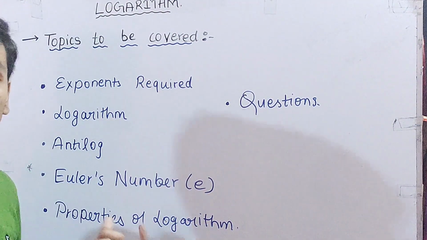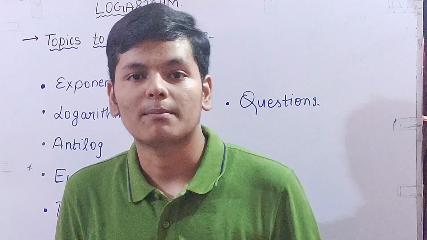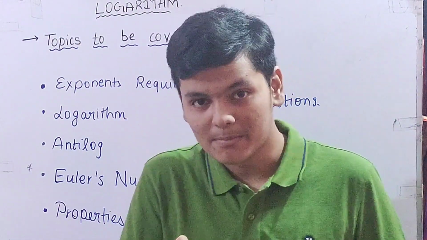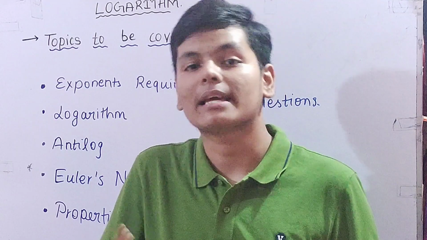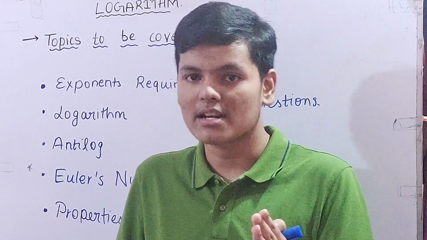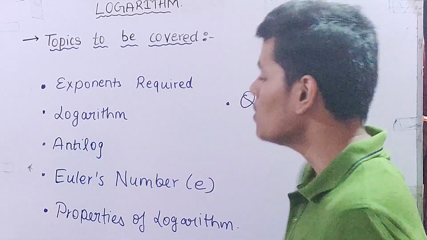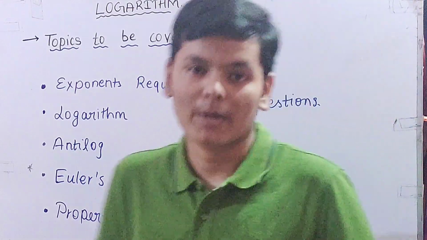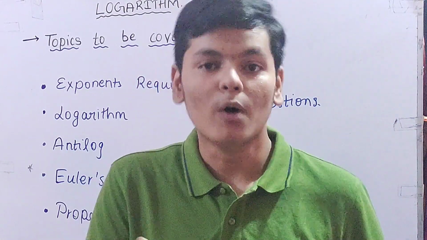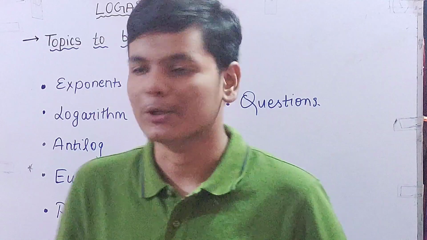Then we'll be learning about Euler's number. Now, Euler's number or Napier's constant is a number which has a definite value, just like pi. It is an irrational number which has some value. Now we'll be discussing this Euler's number because we use that in logarithm. How, we'll be looking at it in the video.